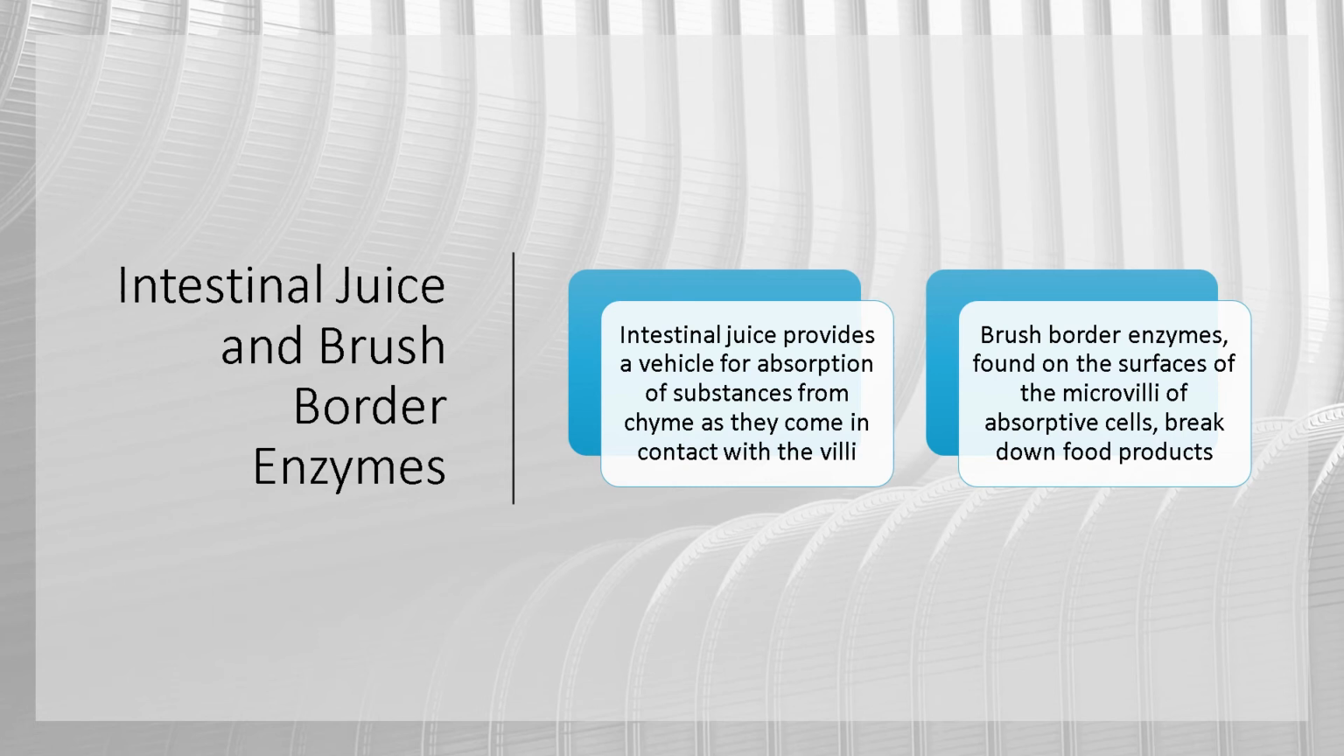Now, about 1 to 2 liters of intestinal juice are going to be secreted each day. So intestinal juice is a clear yellow fluid, and it contains a lot of water and mucus, and it's slightly alkaline. So it has a pH of about 7.6.